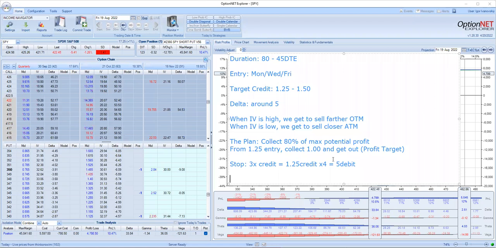So in my notes, I'm going to make a note: either we stop, or we get long stock and potentially sell covered calls to wheel out.